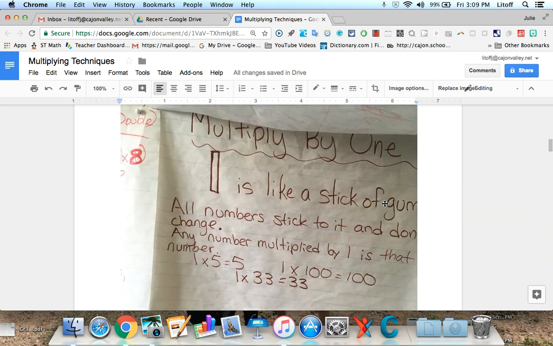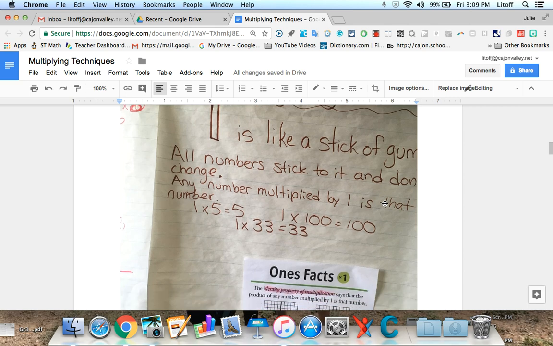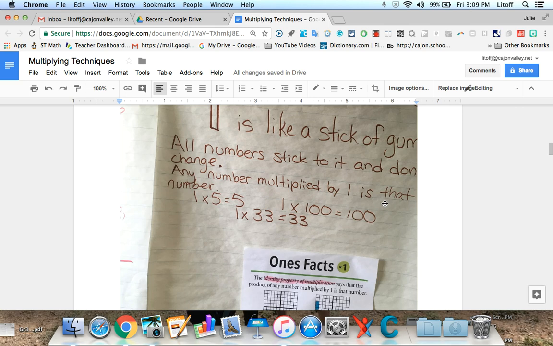We know when you multiply by 1, 1 is like a stick of gum, and all the other numbers stick to it and don't change. So any number multiplied by 1 is the other number, or the other factor. And that's called the identity property, because the factor that's being multiplied to 1 keeps its identity. It stays the same.